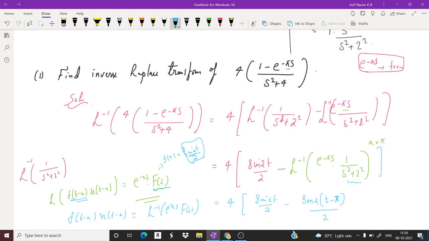If it were s by s square plus 2 square instead, multiplied by e raised to minus a s, then the inverse would be cos 2 of t minus a. Okay, have you got it? Yes. Into there is the step function, what is that? u of t minus pi, right? Okay, so this is the answer. So similarly you do the other.